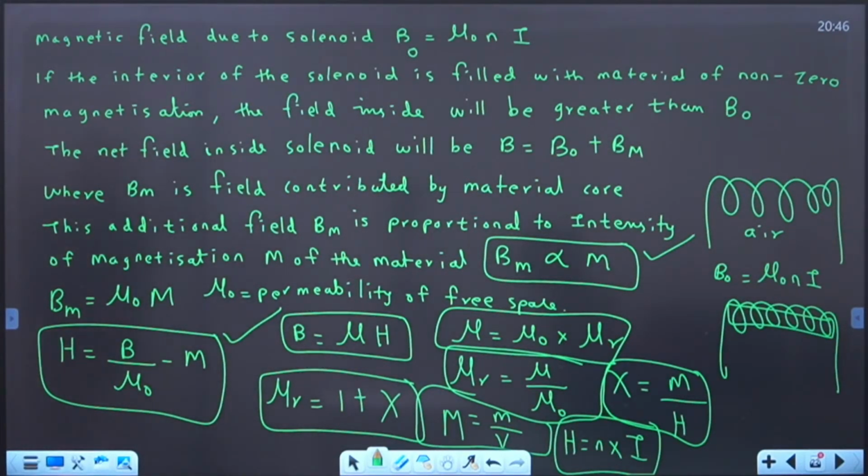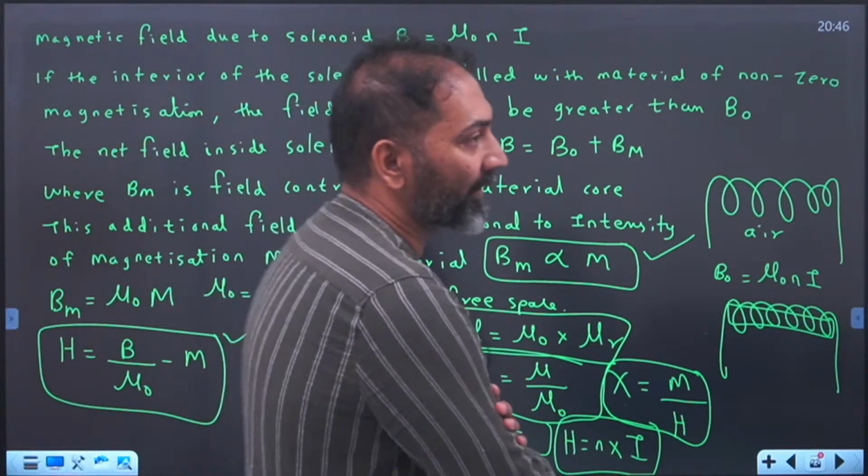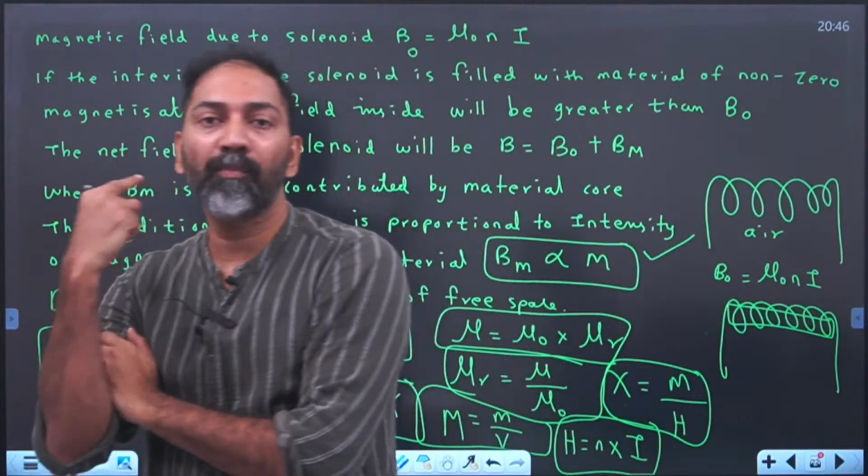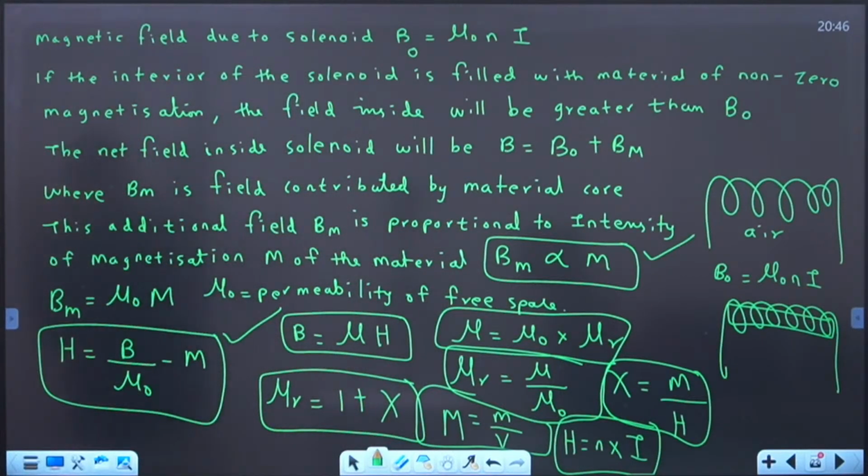Next class we will be finishing paramagnetic and ferromagnetic. Then we will be doing problems based on these equations. Even though I have written this equation and derived this, it won't come. You need to simply understand the final equations.